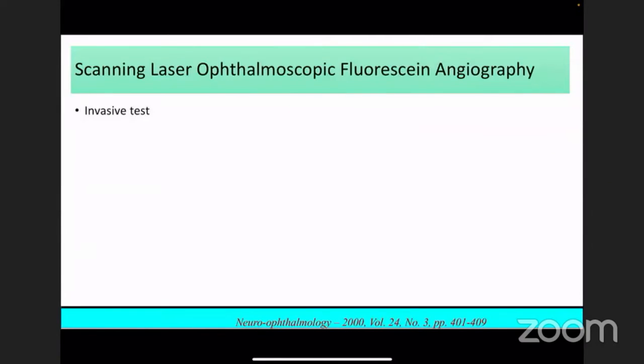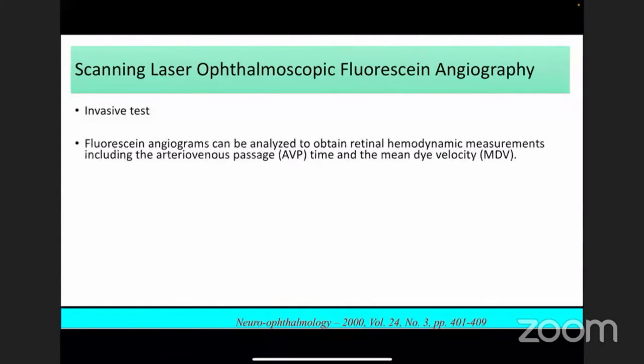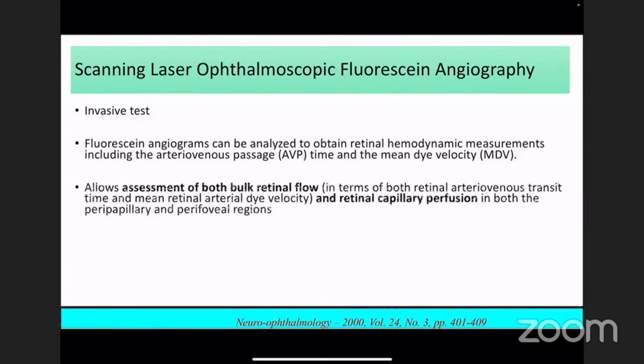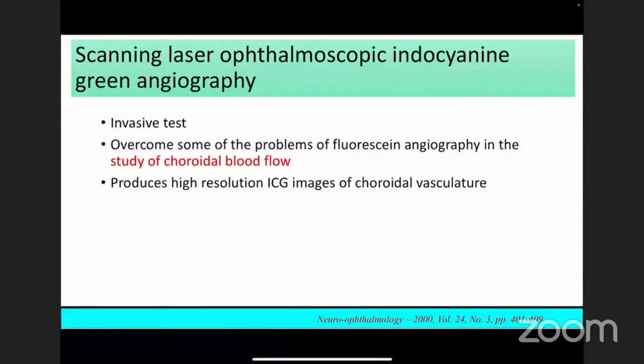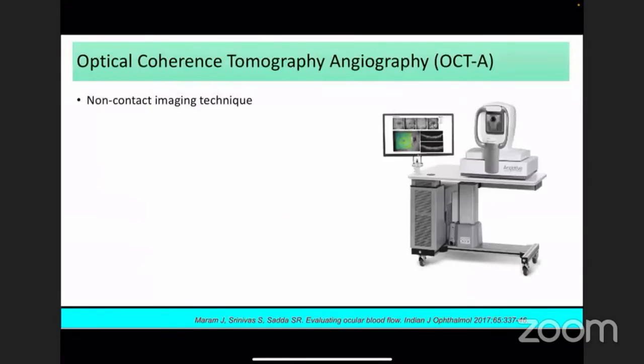Now coming to two of the invasive tests, which are fluorescein angiography and ICG, in conjunction with scanning laser ophthalmoscopic technique. They give us arteriovenous passage time and mean dye velocity. Assessment of bulk retinal flow can be done, and retinal capillary perfusion can also be assessed by this technology. Similarly, ICG can also study the choroidal blood flow, which is an important component of ocular blood flow.